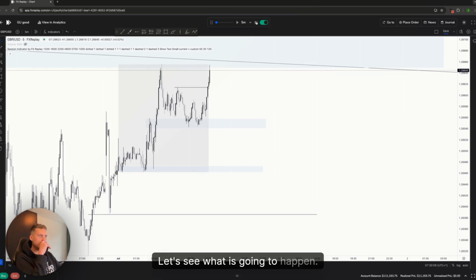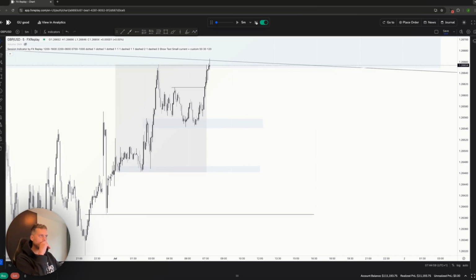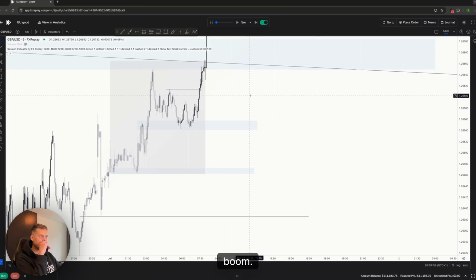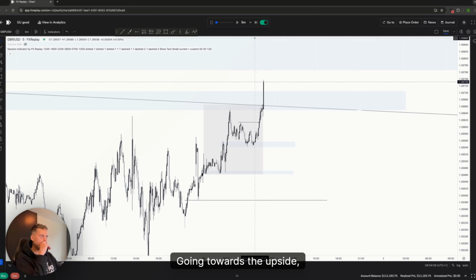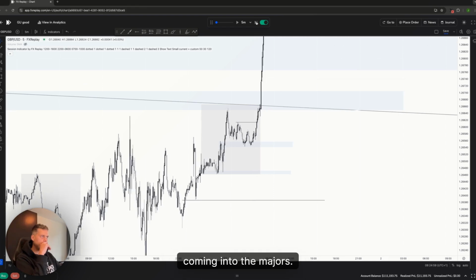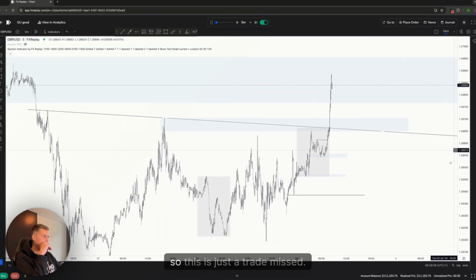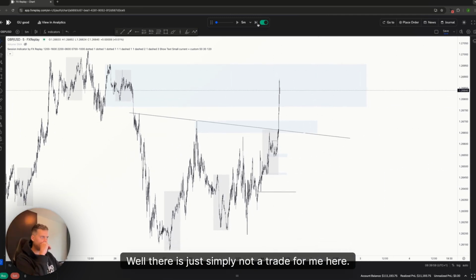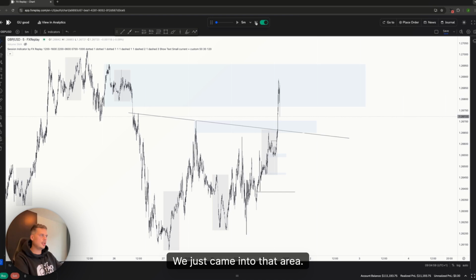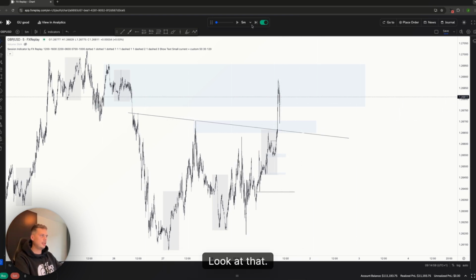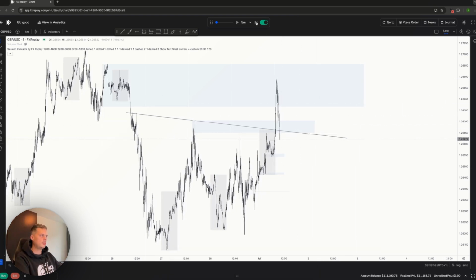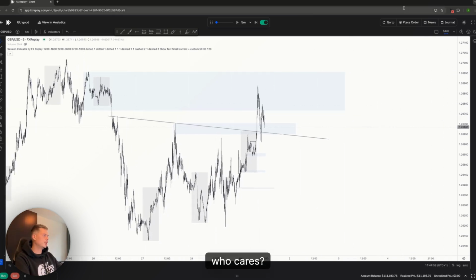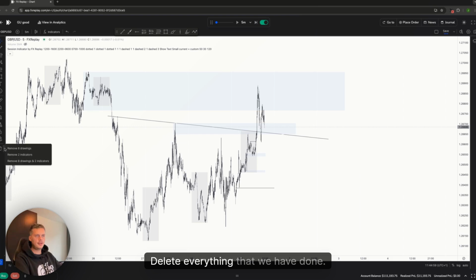Let's see what is going to happen. Take out the trend line. Boom. Going towards the upside, coming into the major. All right, so this is just a trade missed. Well, there is simply not a trade for me here. We just came into that area. Bearish reaction, look at that, and then probably it will pull up or not. Let's see. Well, who cares? Let's jump into the next session, delete everything that we have done.